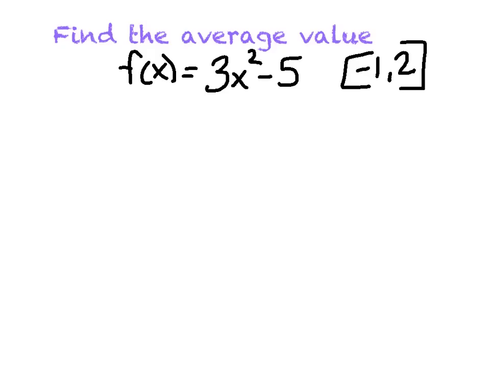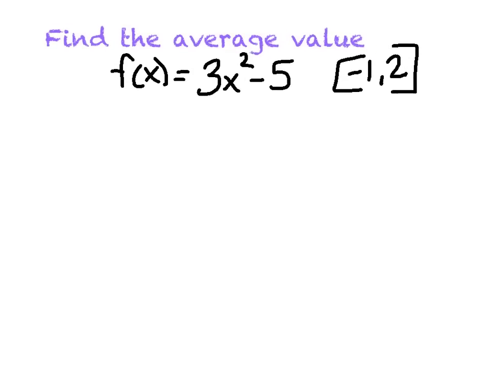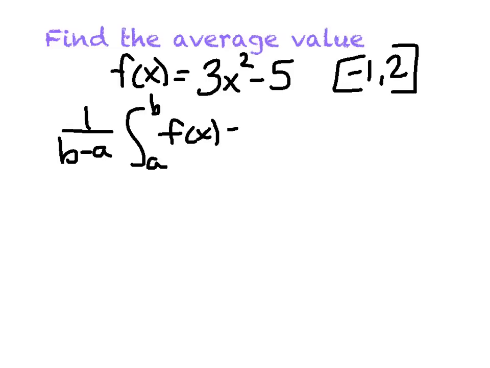Alright, so let's go ahead and try a problem. Find the average value of the function f of x equals 3x squared minus 5 on the closed interval -1 to 2. So basically, we've just got to memorize that formula. To get the average value, formula going through our head, should be 1 over b minus a, integral from a to b, of my function f of x dx.